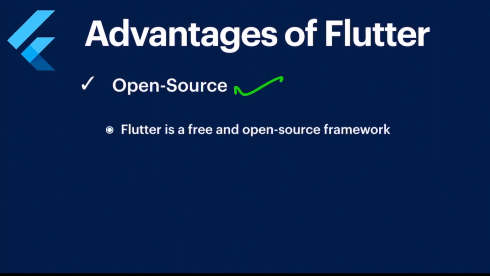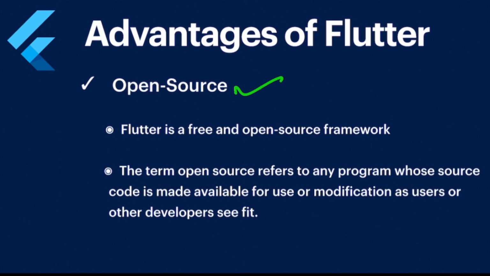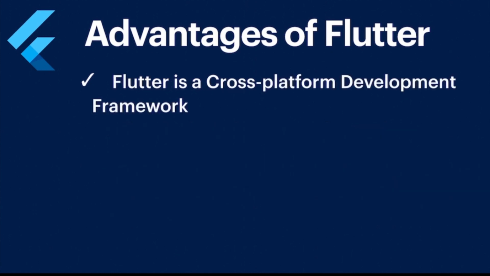Open source means that Flutter is a free and open source framework. The term open source refers to any program whose source code is made available for use or modification as users or other developers see fit. So it means that Flutter is open source and freely available on the internet. Anyone can download Flutter and use it without cost, and if any developer wants any modification in it, he can do it.